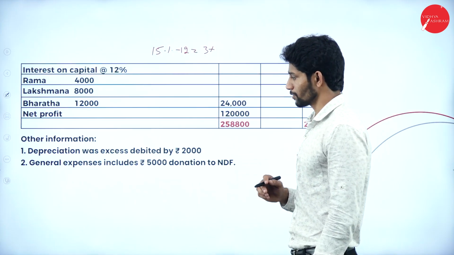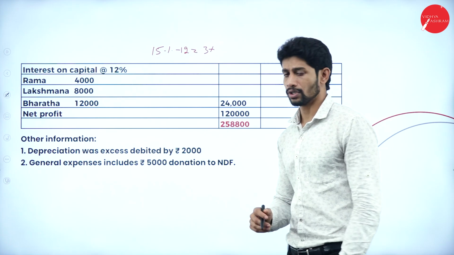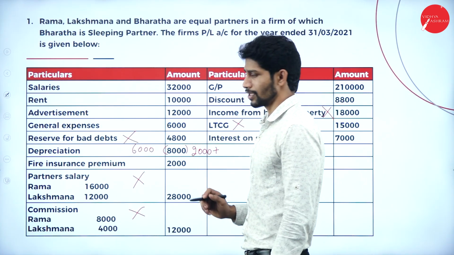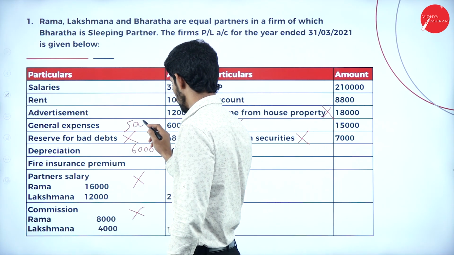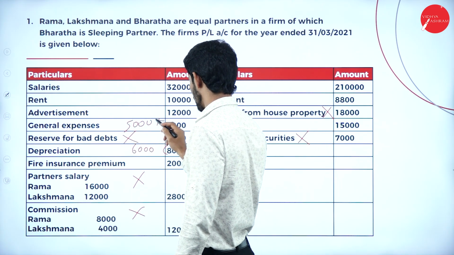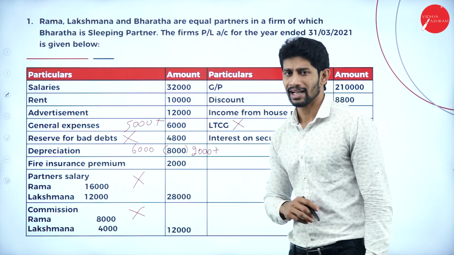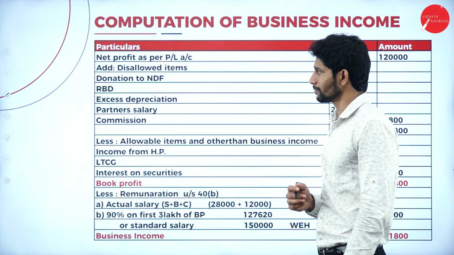What is the other adjustment we have? General expenses include 5000 rupees donation to NDF. Here in general expenses, we have 6000 in total. Of the 6000, 5000 rupees is supposed to be added back to the net profit. Right, 5000 rupees is supposed to be added back to the net profit. So, let us move on to solve the problem.